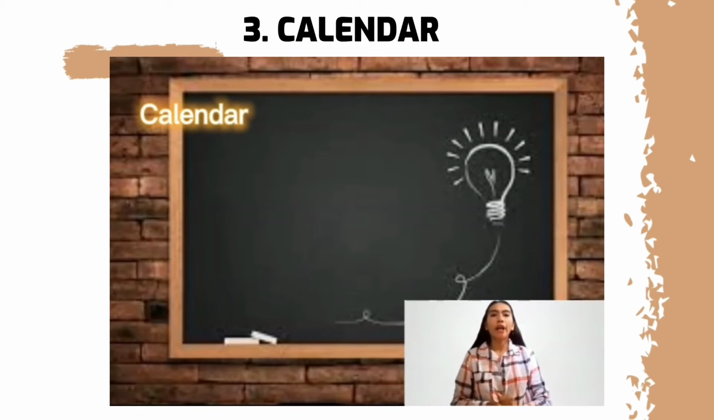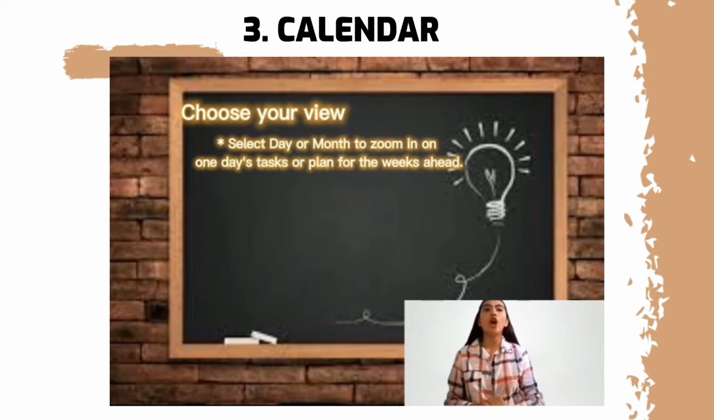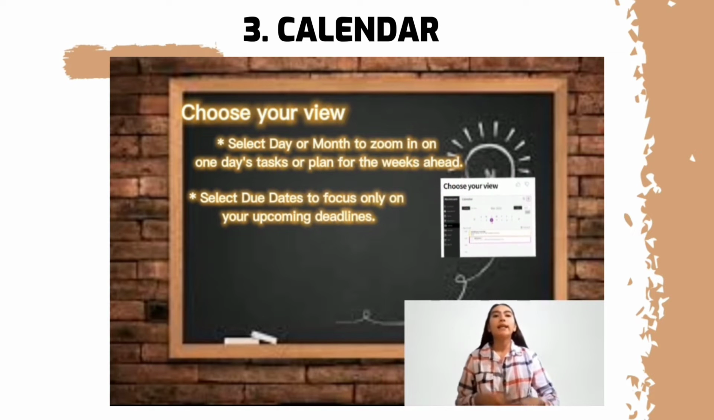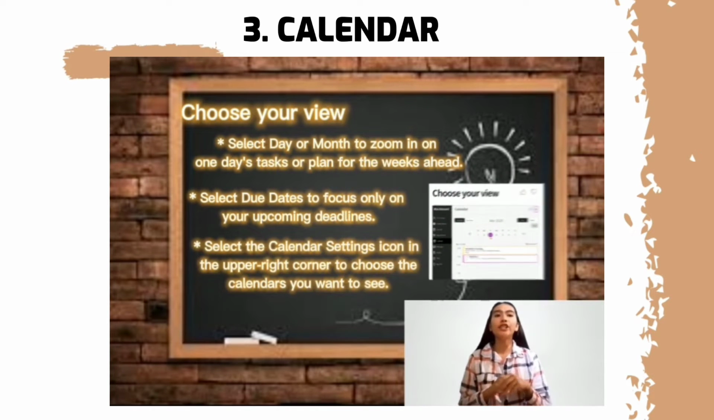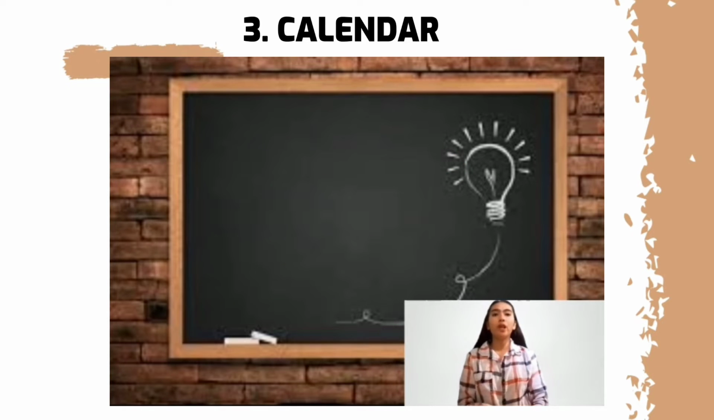In calendar, first, choose your view. Select day or month to zoom in on one day's tasks or plan for the weeks ahead. Next, select due dates to focus only on your upcoming deadlines. Next, select the calendar settings icon in the upper right corner to choose the calendar you want to see.